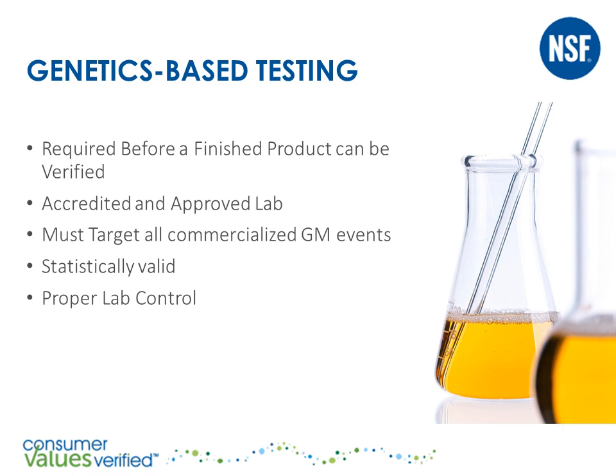Proper controls must be in place. The test must target all commercialized GM events and be from a sample that has been collected from a statistically valid sampling and testing plan. So the sampling and testing plan must be submitted to NSF for review and will include things such as the lot size, the sample size, where in the supply chain the sample was taken, who's responsible for taking the sample, who's responsible for testing, including the lab listed on the Non-GMO Project website that you've chosen for the processing.